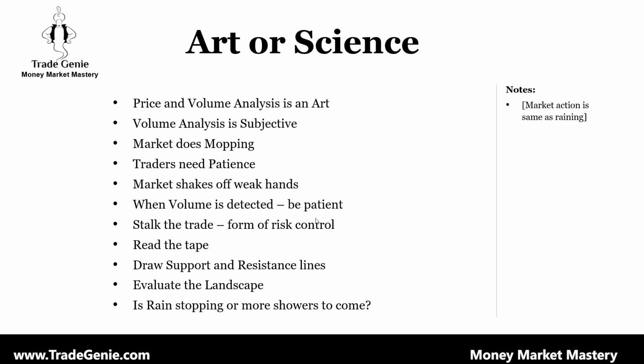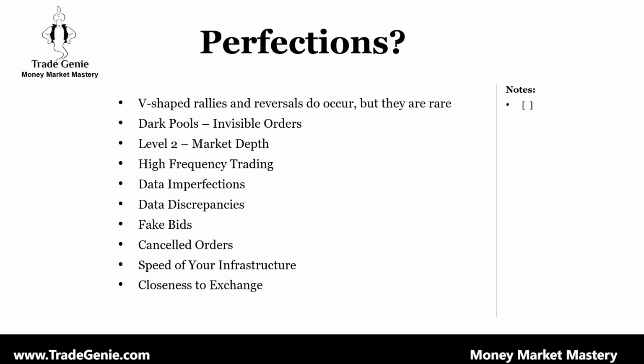So be systematic. Trade the stock, create a form of risk control, read the tape, read the price level, and draw the support and resistance lines. Learn to draw support and resistance lines on an intraday chart. You can draw support and resistance on a daily chart, and that's one time, but the actual support and resistance evaluation is at the intraday level. Evaluate the landscape and then ask yourself: are the buyers gone and the sellers here, or are the sellers gone and the buyers here?